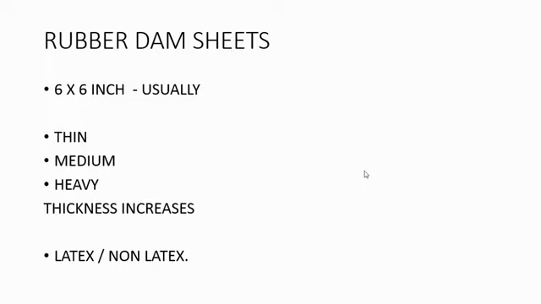6x6 commonly available, 5x5 भी आती है कहीं कहीं. उसकी कंसिस्टेंसी पता लगी, थिन, मीडियम, हैवी. मोस्ट कॉमनली वी यूज मीडियम. आप हैवी भी ले सकते हो, in some cases in which you feel lot of tearing is occurring, then you can use heavy also. But हाँ, medium of good company रबर डैम शीट्स अगर लोगे it works good.